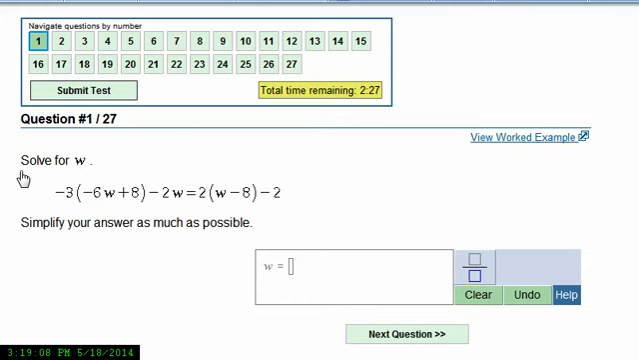The first problem says solve for W in the equation: negative 3 times the quantity negative 6W plus 8 minus 2W equals 2 times the quantity W minus 8 minus 2. The first thing we're going to do is distribute the minus 3, and also the positive 2 on the other side, so that we can eliminate the parentheses.